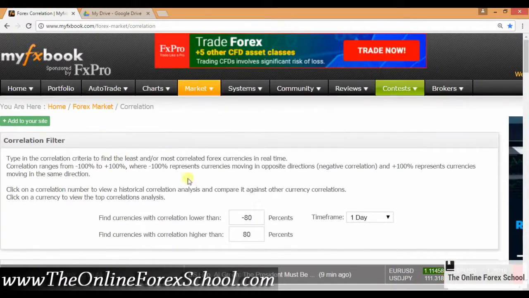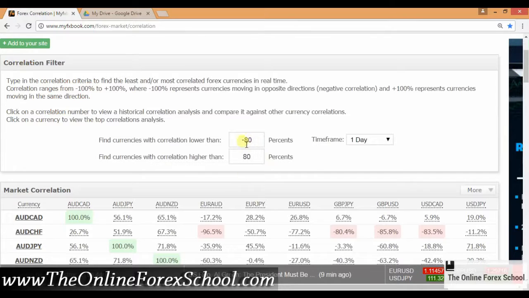Just remember, if it is a negative correlation to your pair, then they will move in opposite directions of each other. And if it is a positive correlation with the pair, then they will move in the same direction. Now, when I say they will move in the same or opposite direction, it doesn't mean it will happen immediately, as soon as the one shoots up, the other one will follow. It might have a few hours delay, it might have a few minutes delay.